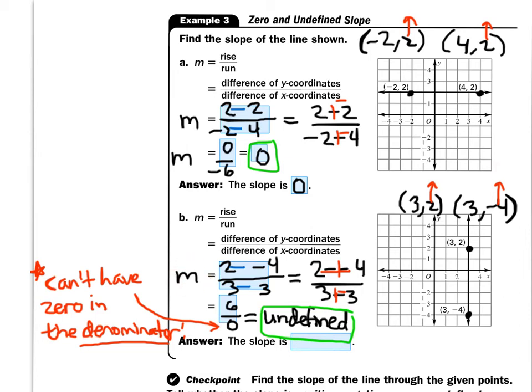So I get m equals, and then a fraction bar, 2 minus negative 4 over 3 minus 3. So add a line and change the sign here. And so you get 2 plus 4 gives us 6 on top, and 3 plus negative 3 gives us 0 on the bottom. Now here's the deal. You're not allowed to have division by 0. That's how we get the word undefined, because this is not a number answer. It's just a word. It's undefined.